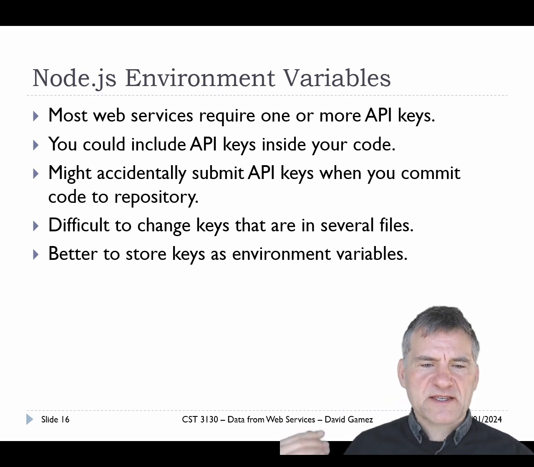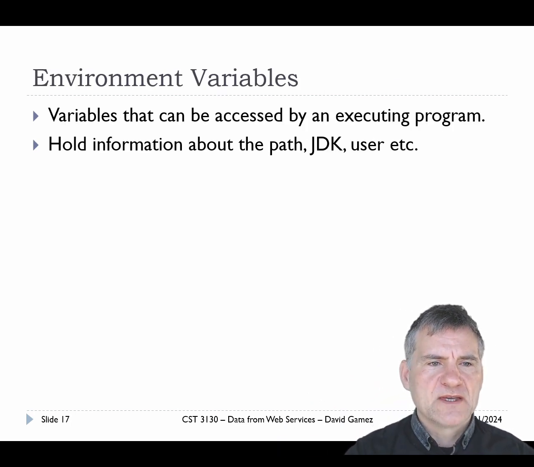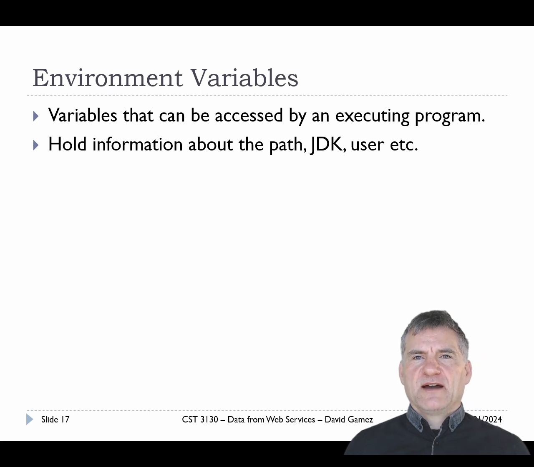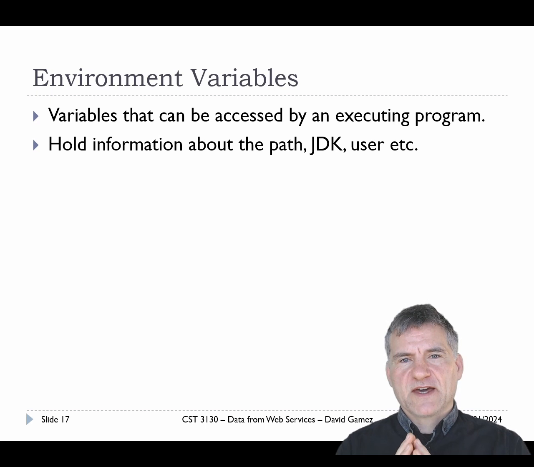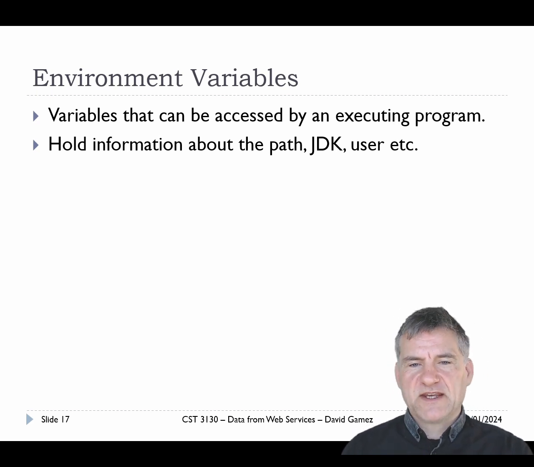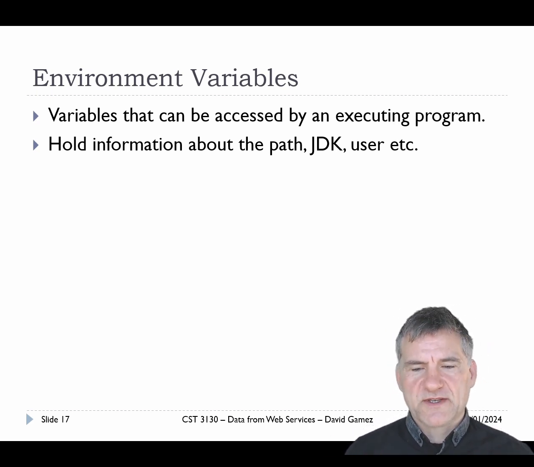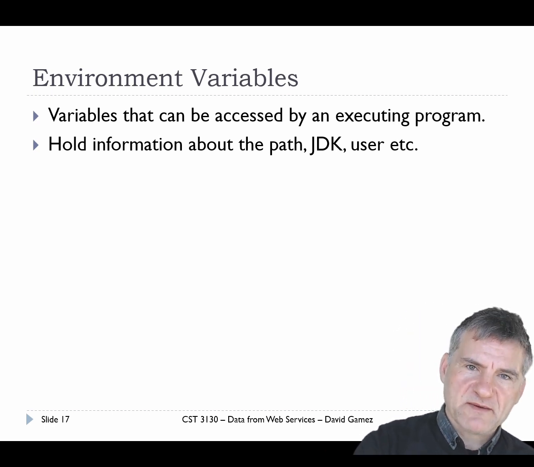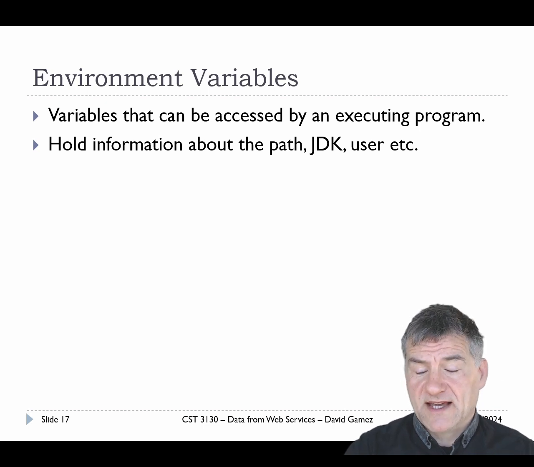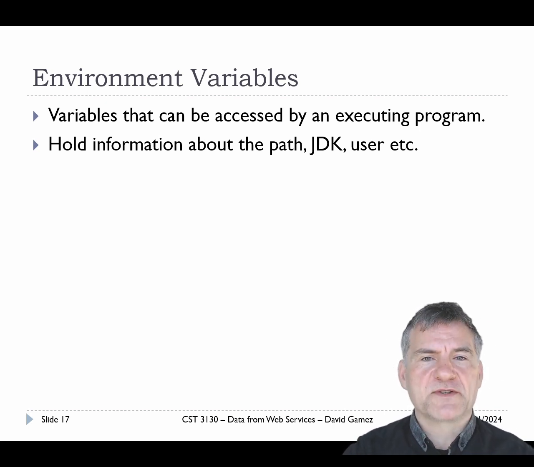One way of doing this is to store the keys as environment variables. Environment variables are in the context that the program is executing, and it can just access those variables. Quite a lot of you will have already played around with the path environment variable, which the operating system uses to look for executable programs. But there are lots of other environment variables holding information about the JDK, for example, if we're using Maven, the user, and so on. So what we can do is take those API keys, put them into environment variables, and then we're much less likely to commit them to a repository.